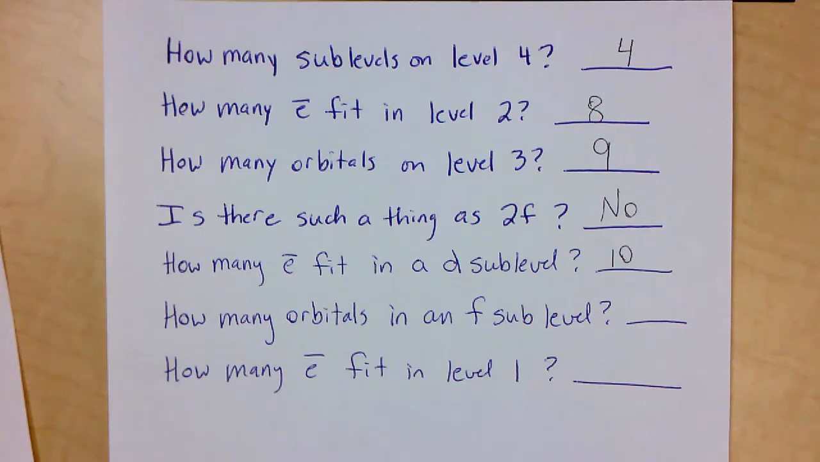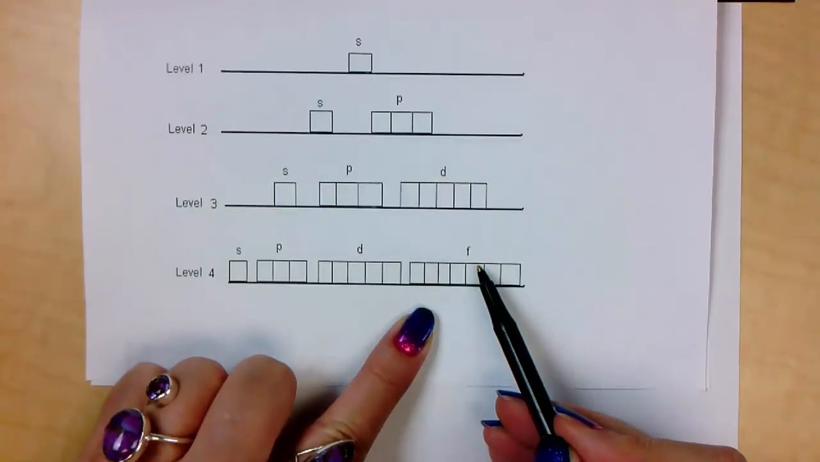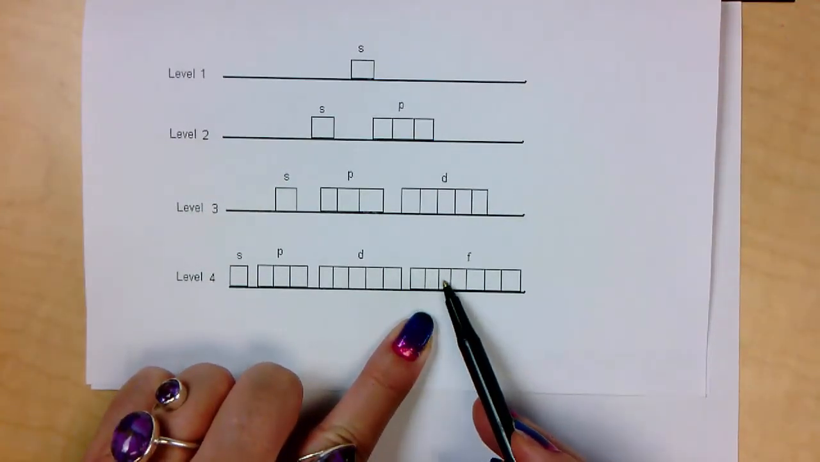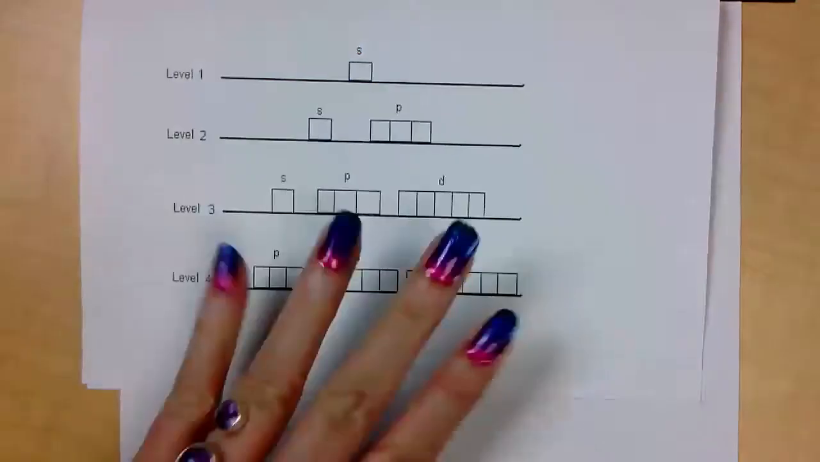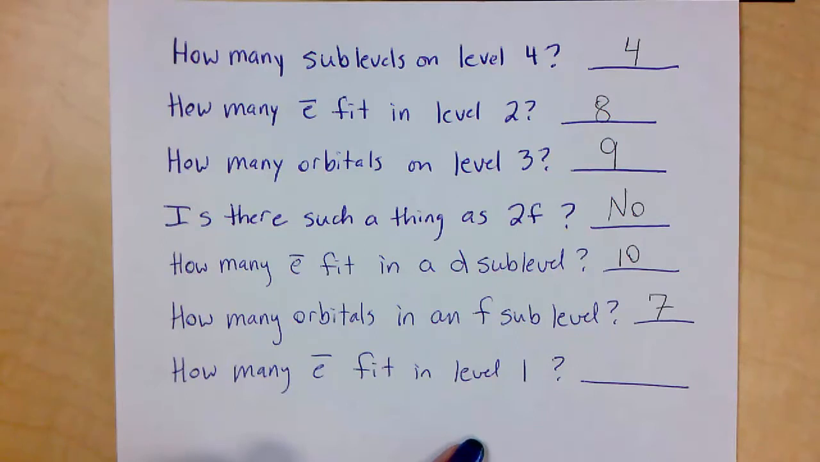How many orbitals, which is the boxes, are in an F sublevel? Well, here's an F. How many orbitals are there? 1, 2, 3, 4, 5, 6, 7. There are 7 orbitals in an F sublevel.